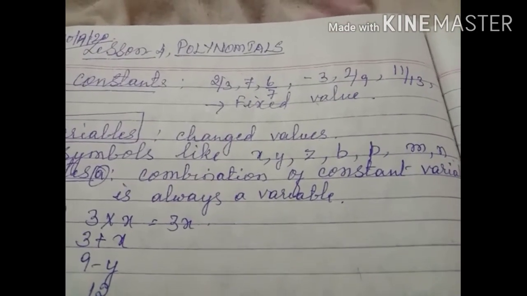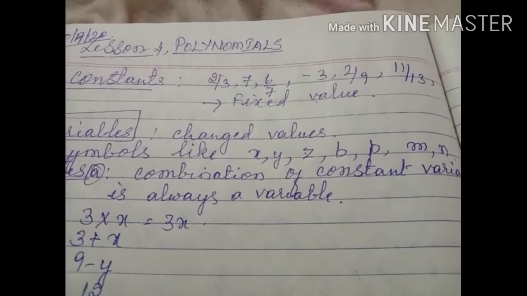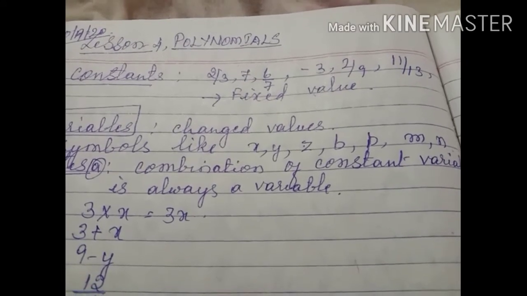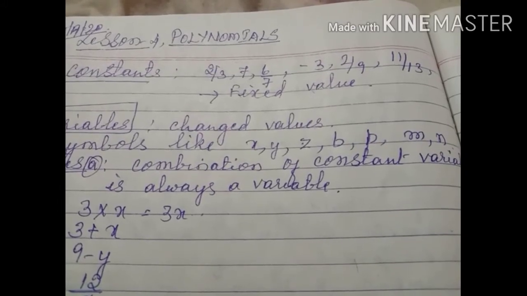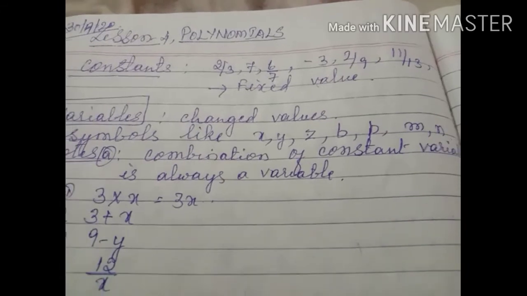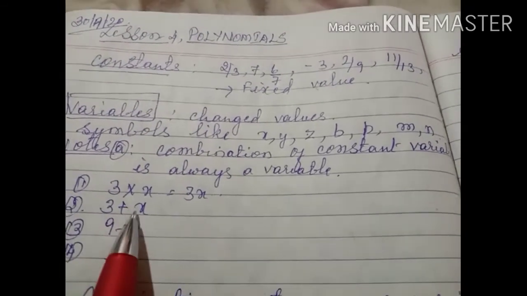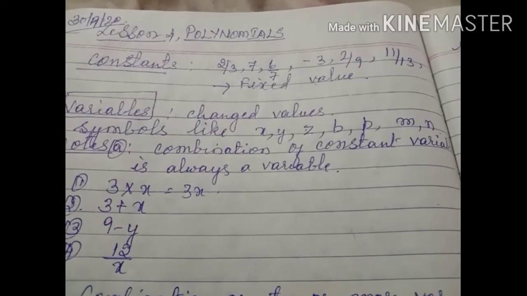The combination of constant and variable is always a variable. The two combined, that is constant and variables together, is always a variable. It is considered as a variable. For example, 3 into x, you can see here 3 into x is equal to 3x, 3 plus x, 9 minus y, 12 by x.